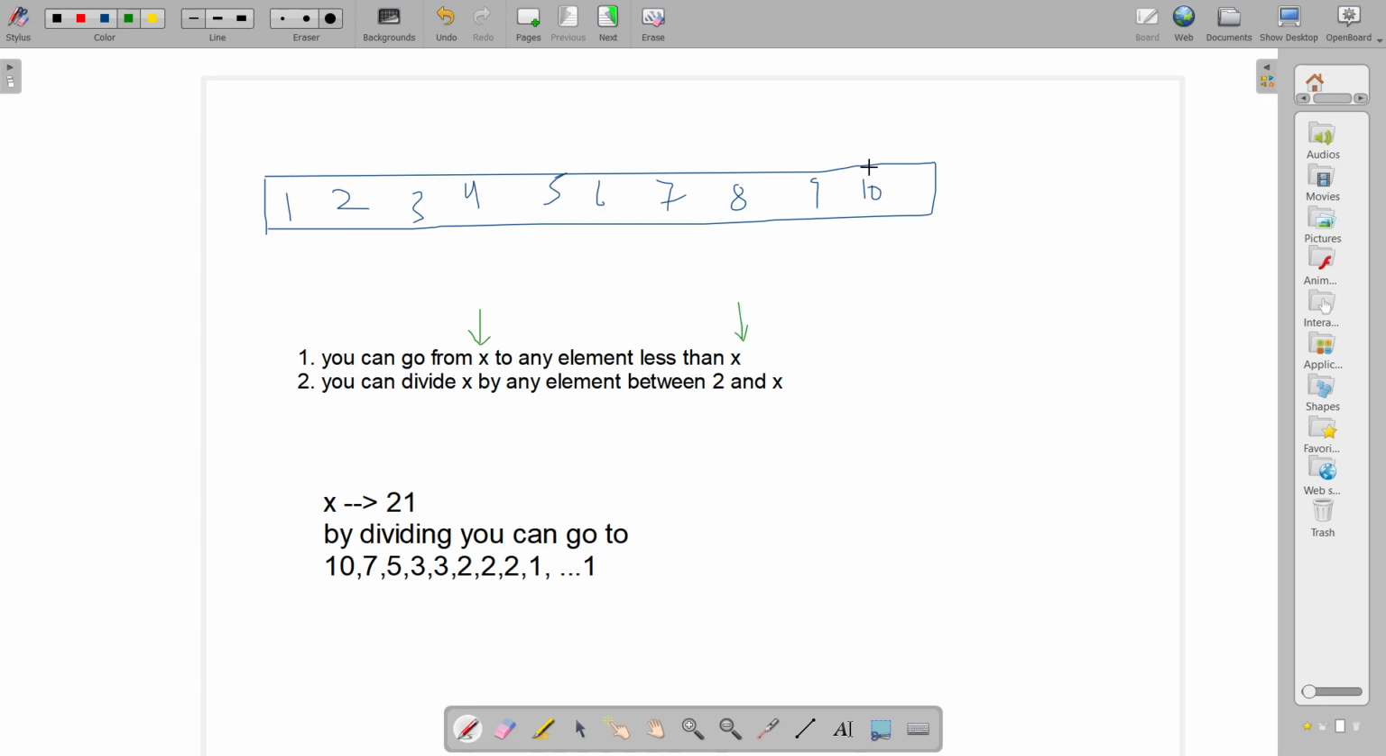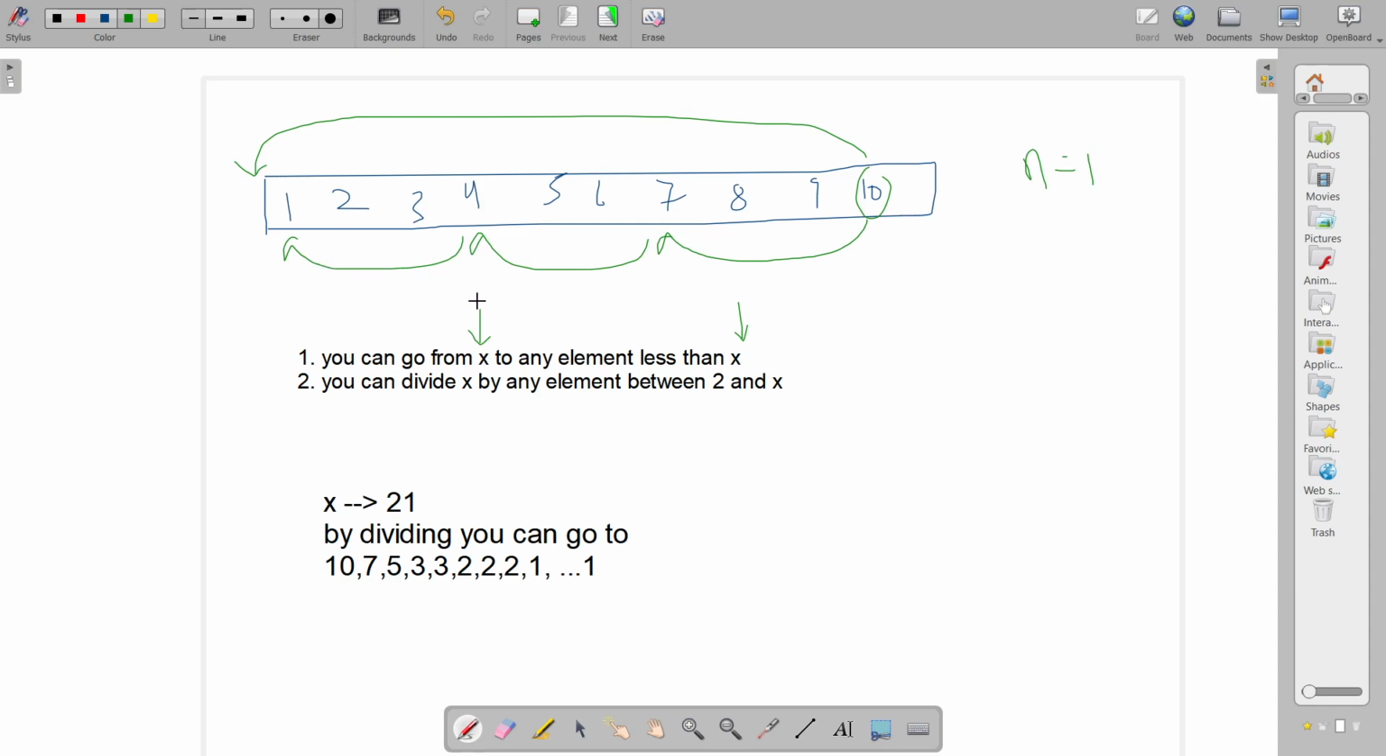Suppose I want to go from 10 to 1, if my n is 10. One way would be to go from x directly to 1, any element less than x, or I can go from 10 to 7, 7 to 4, and 4 to 1. That's another way.